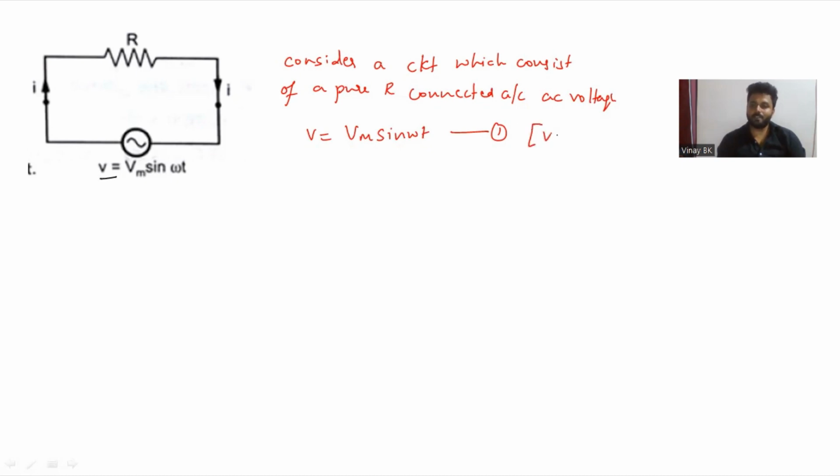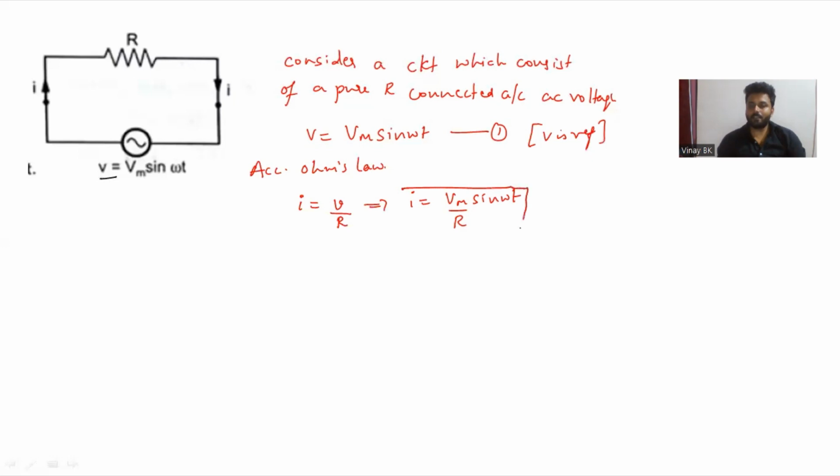So now voltage is the reference. Now I need to get the value of current that flows through the resistor R. To find the current I, I'm applying Ohm's law. According to Ohm's law, I is given by V, the instantaneous value of voltage, divided by R. We know the instantaneous value of voltage is Vm sine omega t, so I can rewrite this equation as I equals Vm sine omega t divided by R.